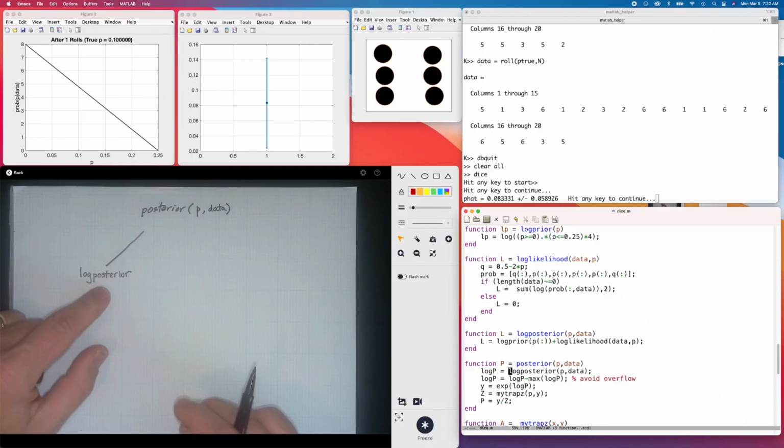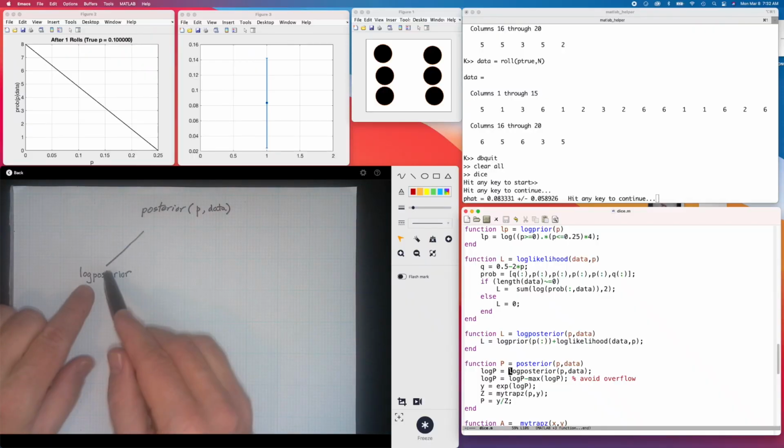That's important because when we get to very big data sets, the PDF itself can become very, very small, and it becomes hard to compute if you're working with the actual function instead of its logarithm. So everything is done in log space, and we check for underflows along the way, and I'll show you where that happens. Okay, so let's assume that log posterior works.